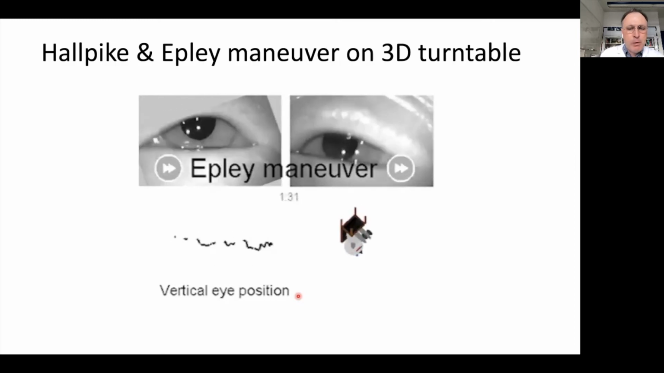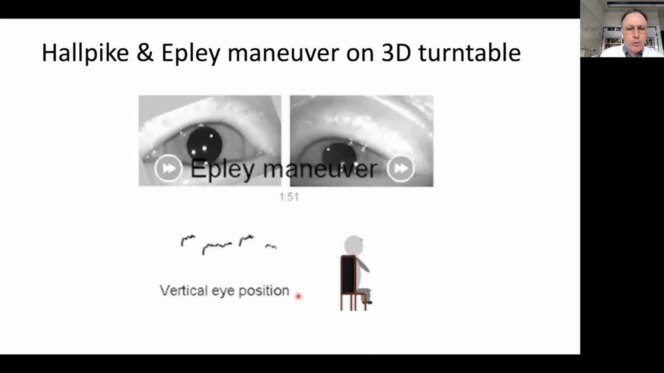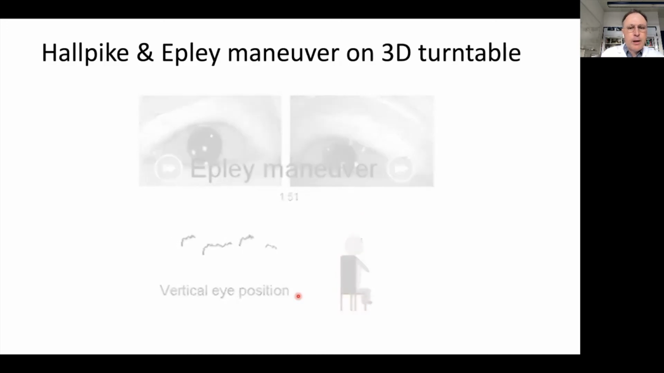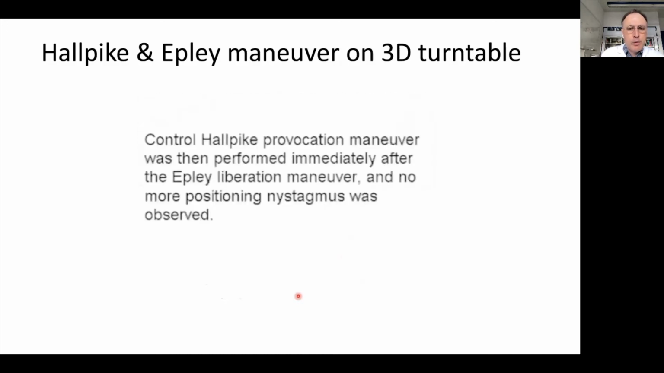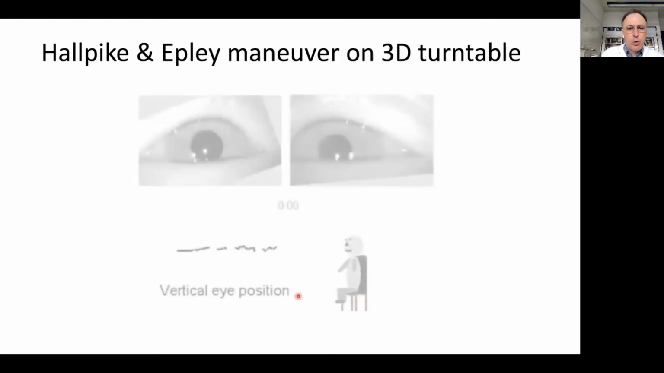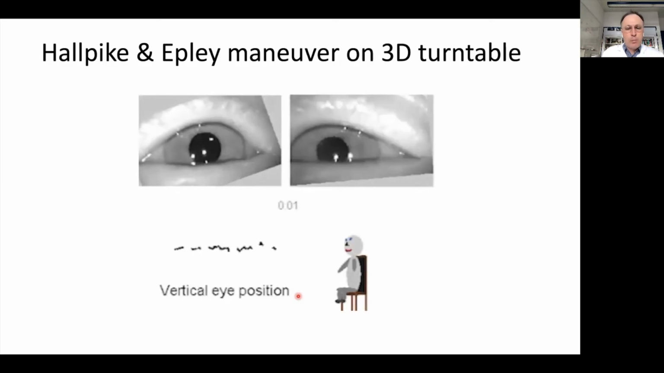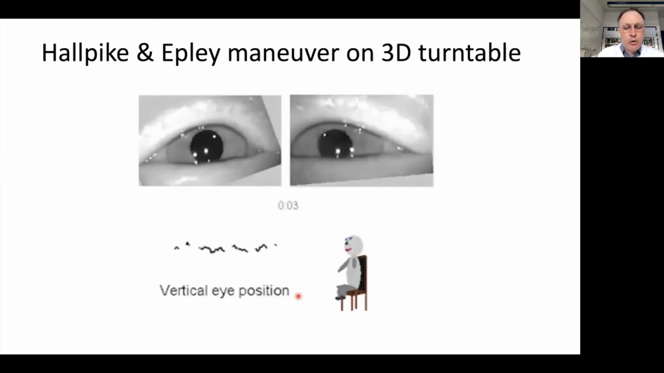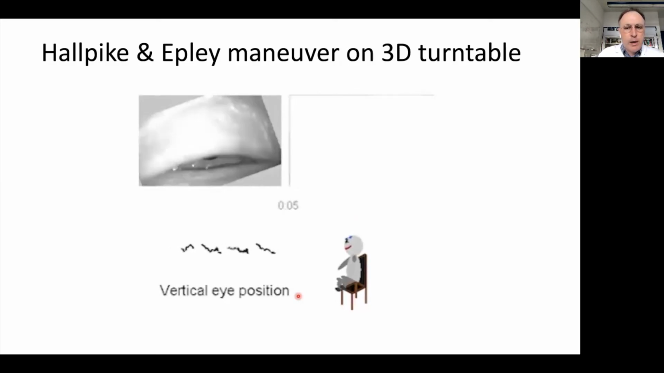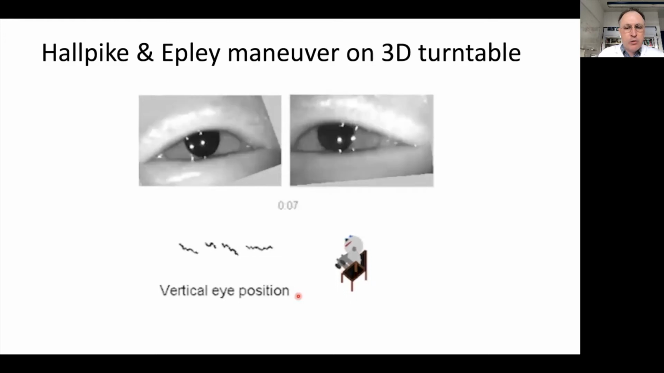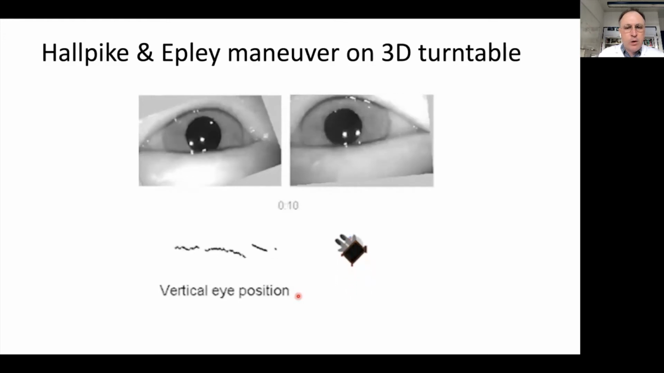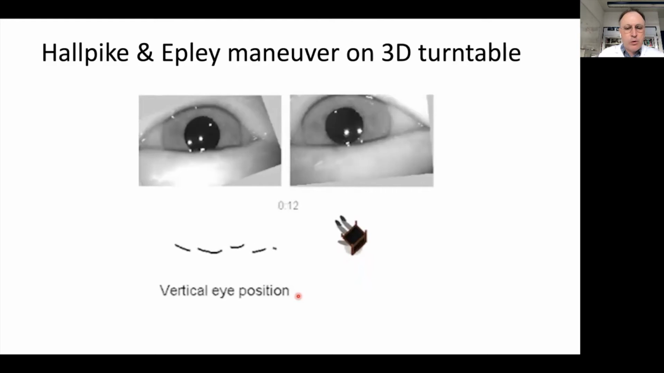Now we do the Epley maneuver, fast forward. And after the maneuver, we perform the Hallpike maneuvers, the so-called control Hallpike maneuver, which shows us that we had treated the patient successfully on this motorized turntable.